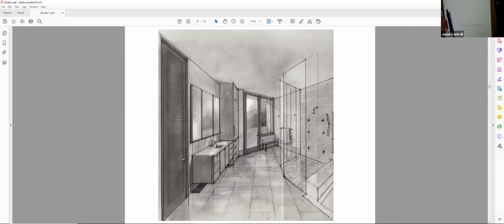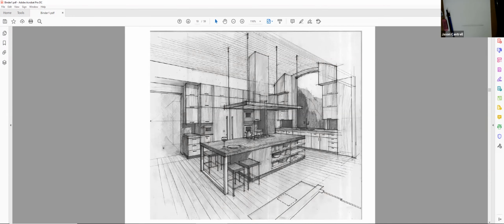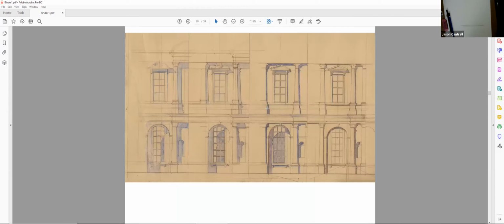So again, this is a nice piece of Strathmore paper. Your really good materials will affect the outcome of the drawing or rendering. If you're drawing this on Xerox paper, there's no way you're going to get good quality on Xerox paper at all.